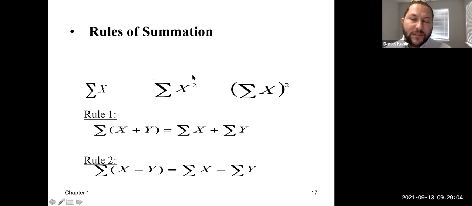The second one, you see the sum of X squared. That is the sum of the X square column. Now we have parentheses. Remember PEMDAS, right? So the sum of X in parentheses squared. So we sum the X column first, then square that number, right? And then as a function of this, we have 8 rules, right?